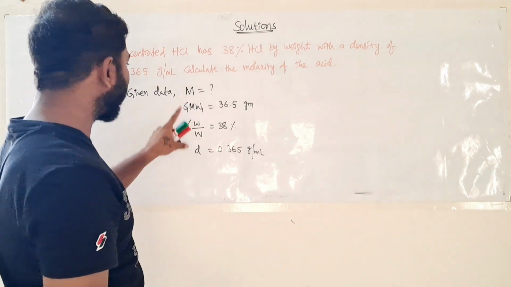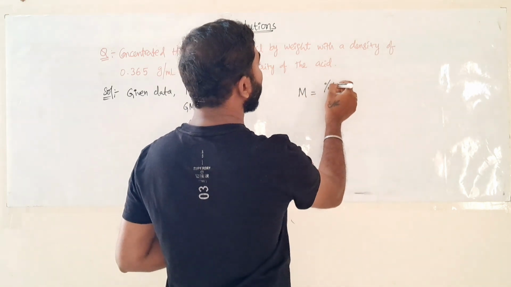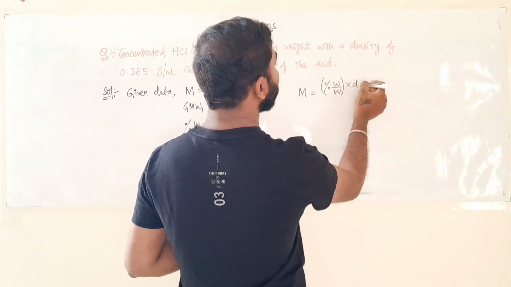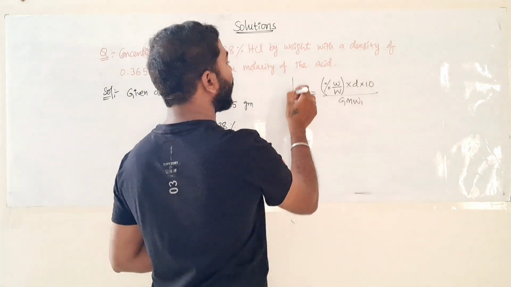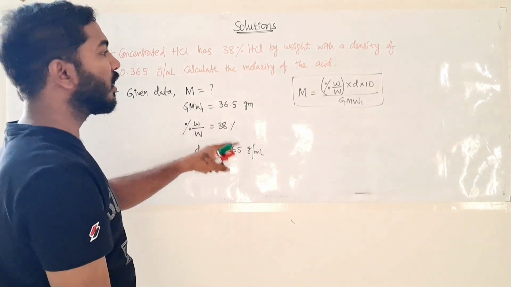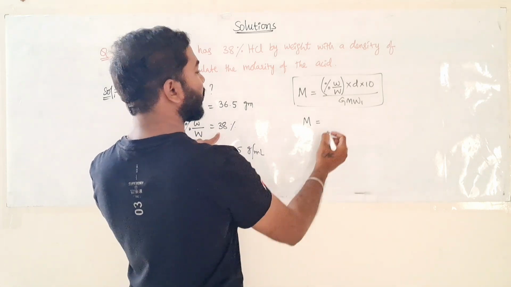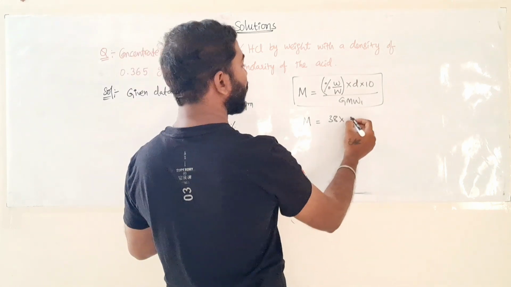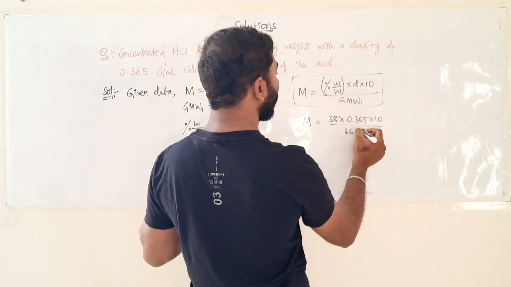So by looking at this data, we can understand that molarity is equal to weight percentage into 10 into density, divided by the gram molecular weight of the HCl. Since the data is given clearly, we need to calculate the molarity: the given weight percentage is 38, the given density is 0.365, into 10 by 36.5.